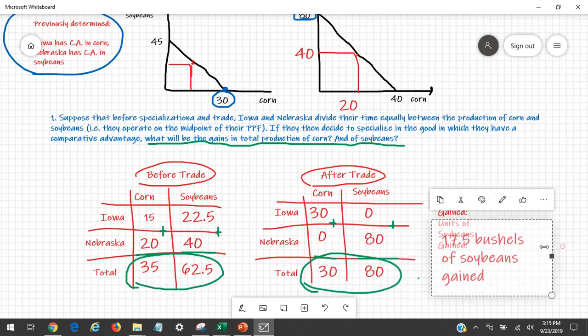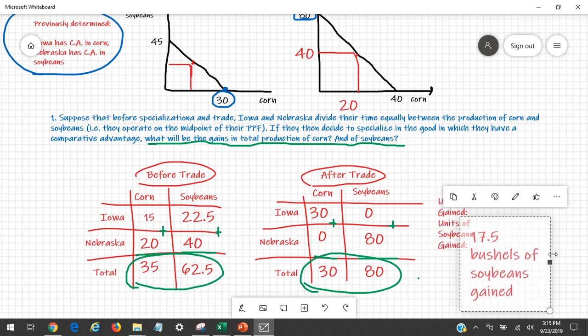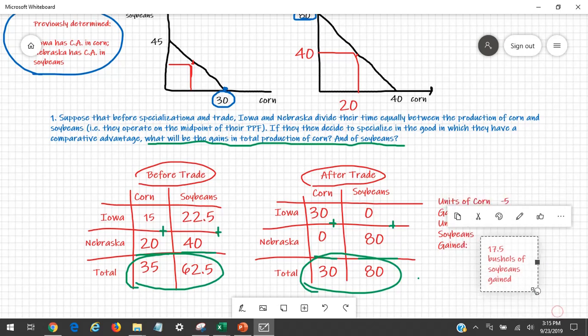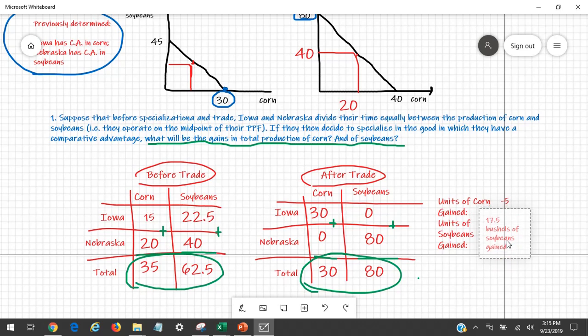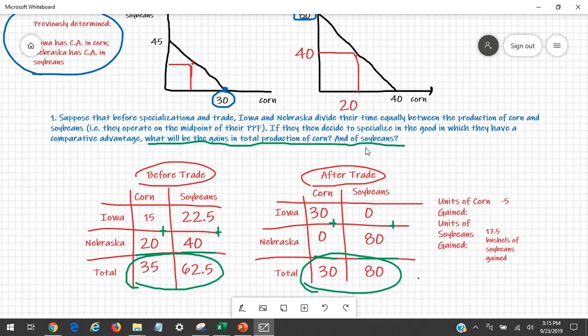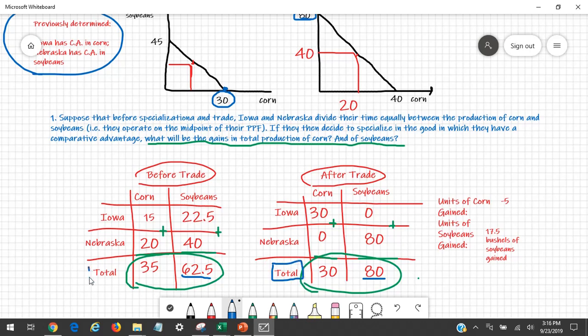And so you can tell that the increase of soybeans outweighs that loss of corn in this example. And so there are overall a higher gain from trade than there was a loss from trade. So the answer to what will be the gains in total production of corn would be, there would actually be a loss. There would not be a gain. There would be a loss of 5 bushels of corn as a result of trade. But there would be a gain of 17.5 bushels of soybean. And again, I got that by comparing the before trade numbers to the after trade total numbers, because we only are concerned about total production in the two economies.